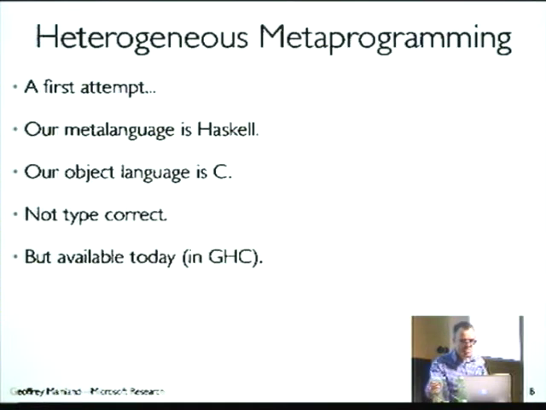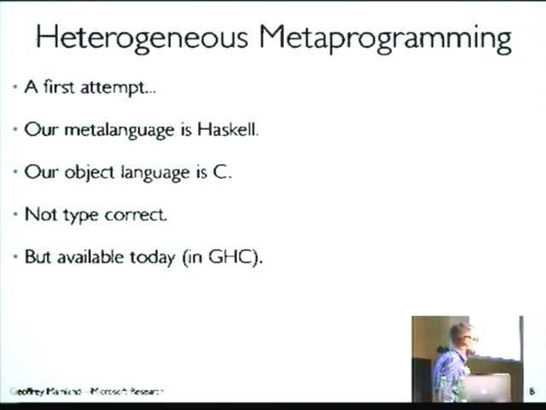So just to drive things here, I'm going to show you an example of heterogeneous metaprogramming. It's just a first attempt. Okay, so our meta language is going to be Haskell. Our object language is going to be C. It's not going to be type correct. What I mean by type correct is we're going to generate some code, but it may not pass the C compiler. I'm not saying type safe because this is C. Why would you say type safe? So I'll say type correct.